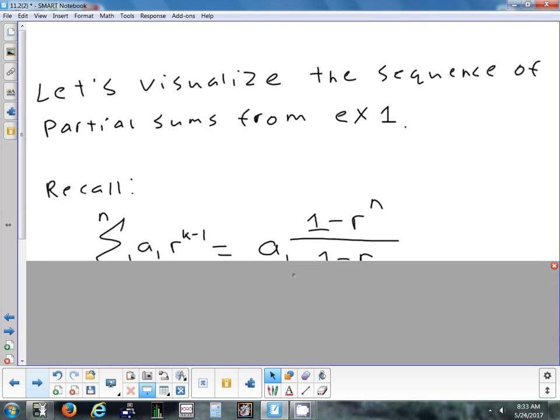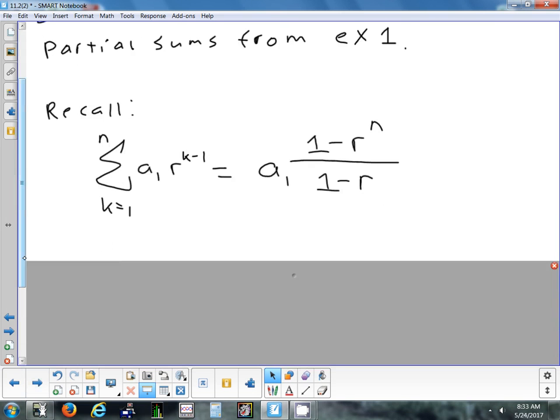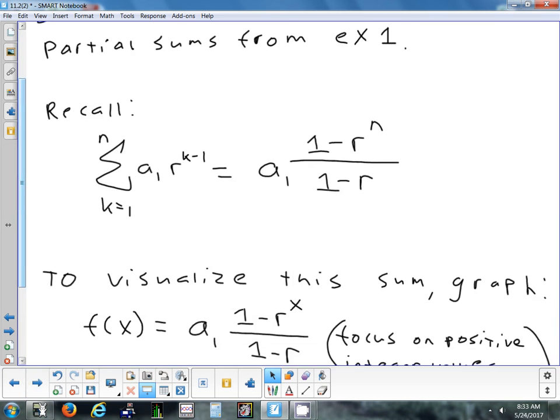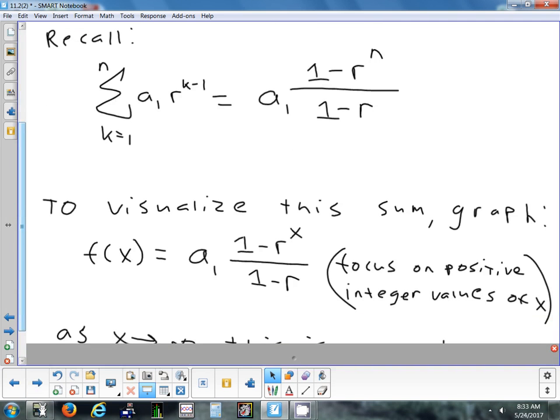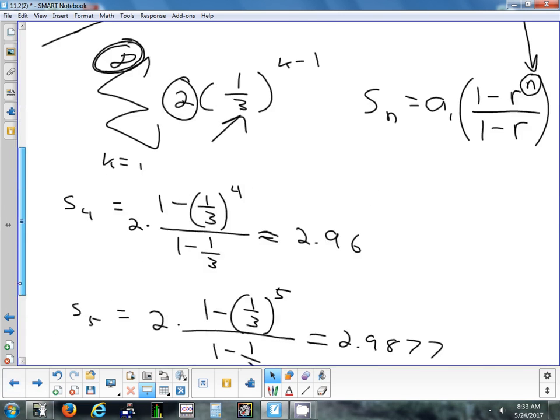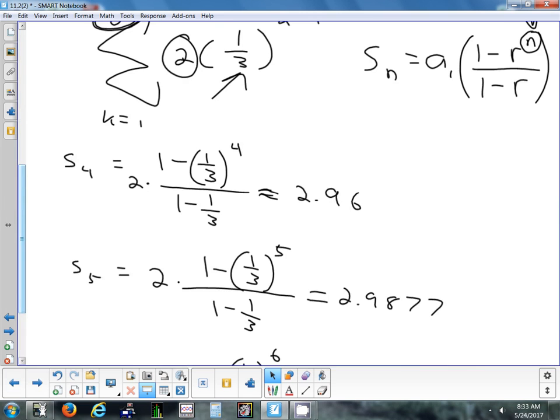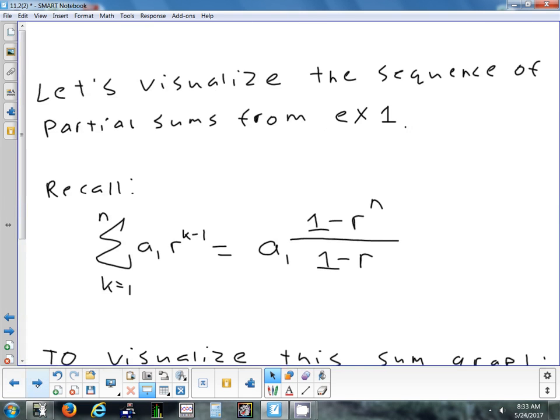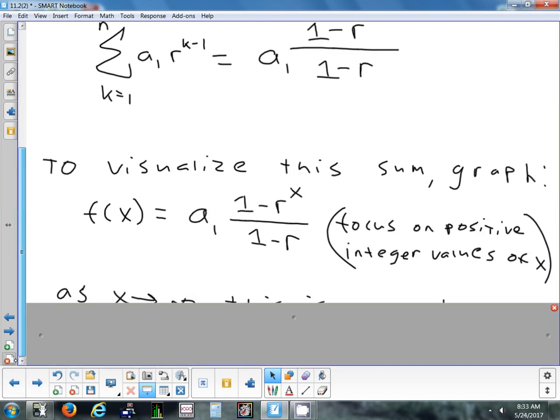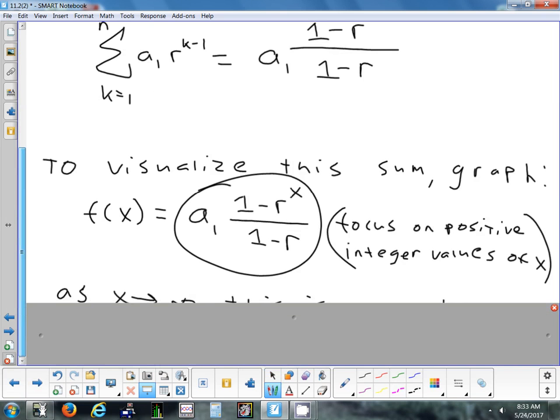All right, so we already visualized it. And this is how you visualize it. To draw a picture of the sums that we just had, I specifically did S4, S5, and S6. But to draw the whole picture, you type in this formula. It's a little tricky with all the parentheses. You have to be careful. And remember, focus on the positive integer values for x.